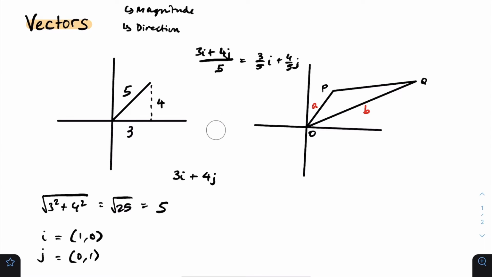And the reason why it has the same direction is because the ratio of the i and j values is the same. And therefore, even though the magnitude itself has gone down, it's been changed by the same amount, and therefore the ratio is maintained.